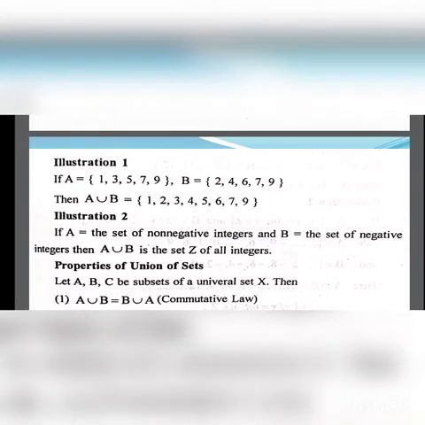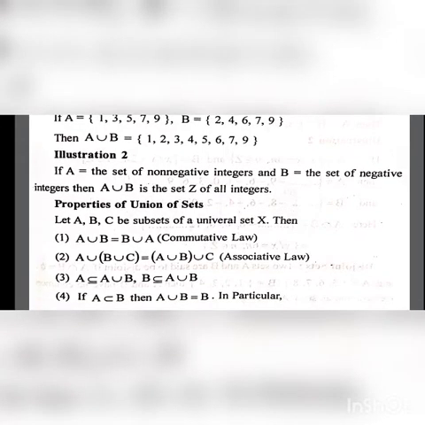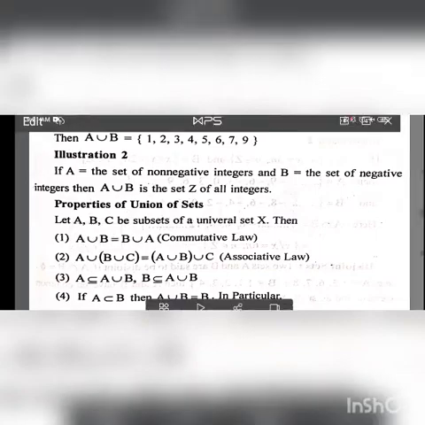Next example: if A equals the set of non-negative integers and the set B equals the set of negative integers, then what would be the set A union B? The set of non-negative integers also and the set of negative integers also. So, it is what? All the integers. So, this is the set Z of all integers.